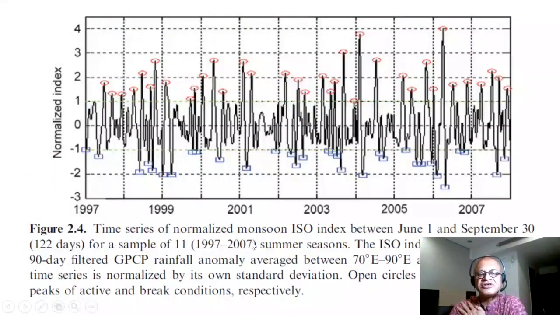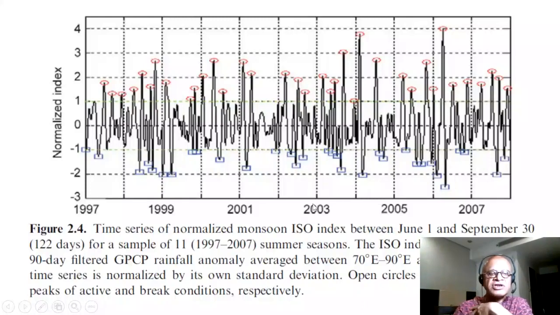So this is the time series of the normalized monsoon ISO index between June 1 and September 30, which is typically considered the monsoon season. That amounts to 120 days for a sample of 11 summer seasons. The ISO index is defined as 10 to 90 day filtered GPCP rainfall anomaly averaged between 70 degrees to 90 degrees east and 15 north to 25 north. So this is over the so-called core monsoon zone, where typically we define the active-break periods and various indices of intraseasonal oscillations. The time series is normalized by its own standard deviation.